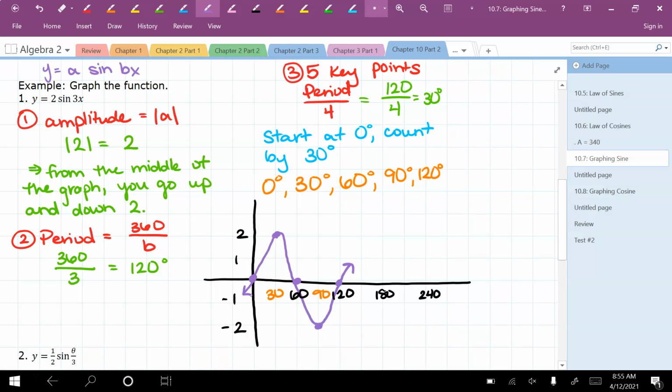When you draw this, these lines should not be stick straight. They should not be like V's on your graph. It should be a curved line. Sine functions are curved. They're not straight lines.